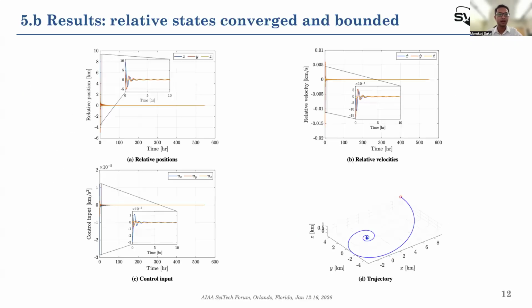So now let's look at the result. The first result is related to the relative state and control input. This plot shows relative position, relative velocity, control input, and trajectory. I just want to say that for this plot, we are able to show that all the states and control inputs are converging and they stay bounded throughout the simulation.